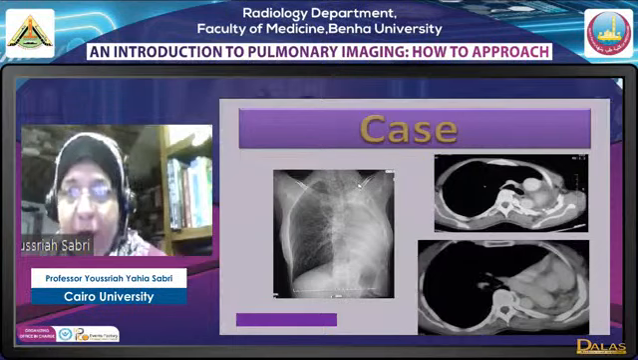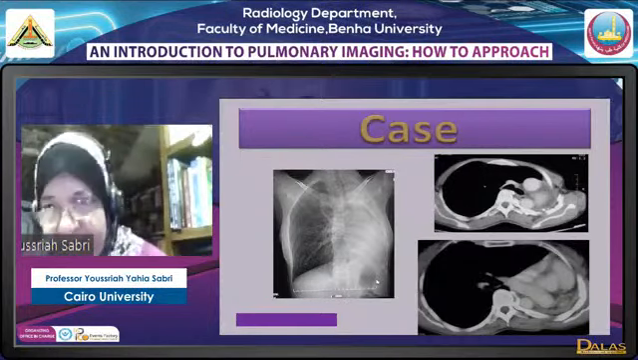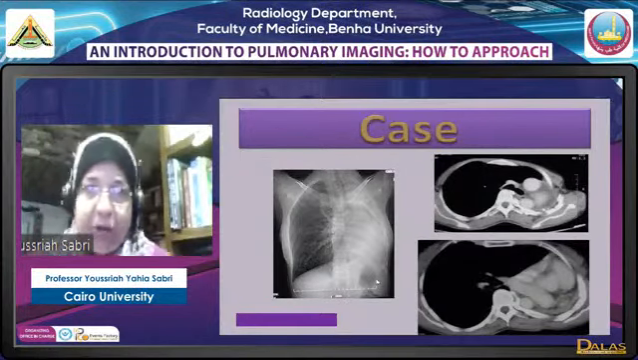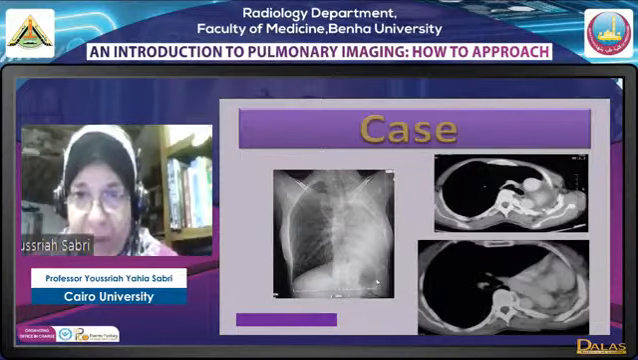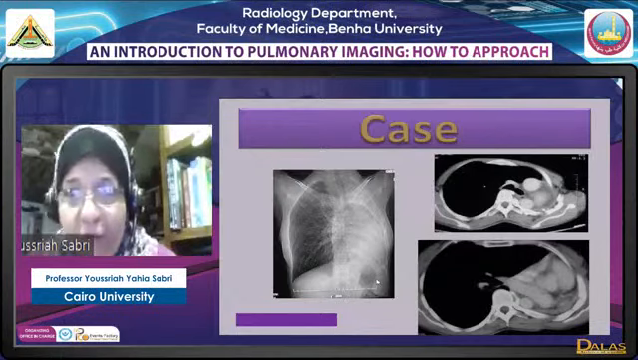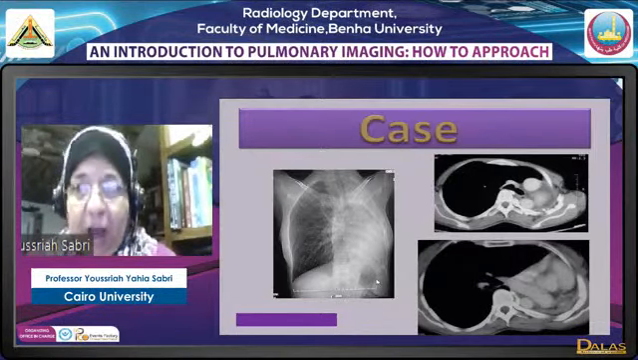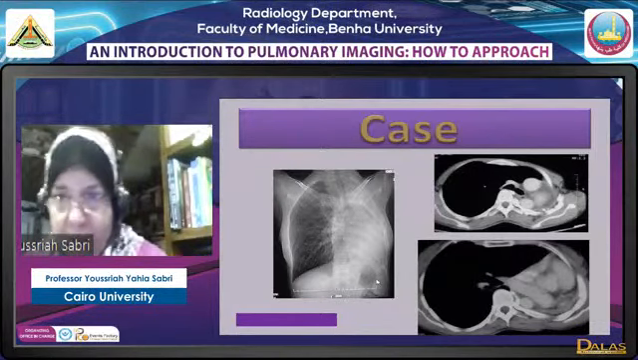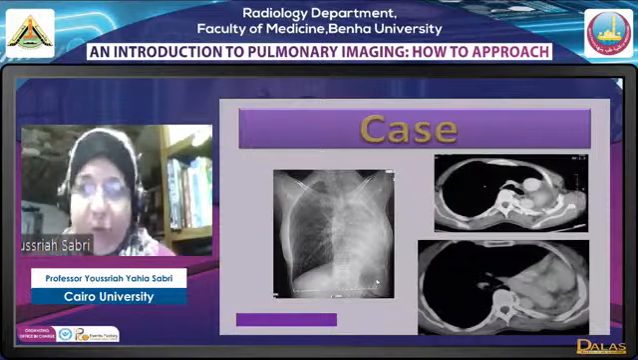Now we have here an opaque hemithorax with ipsilateral mediastinal shift. Opaque hemithorax with ipsilateral mediastinal shift equals volume loss. What are the causes of volume loss? Either of two things. Either we have a collapsed lung or we have no lung at all.